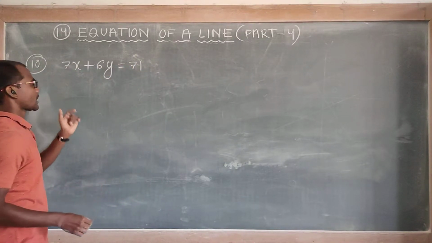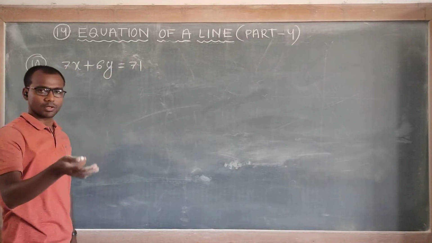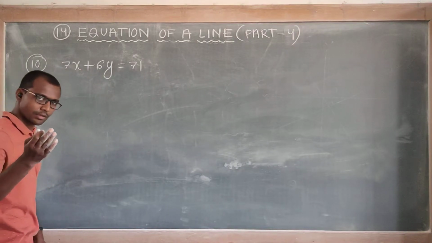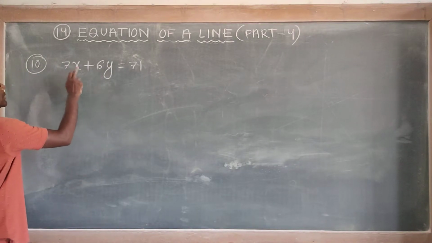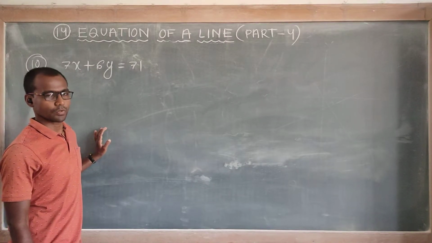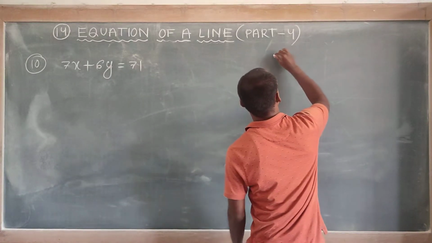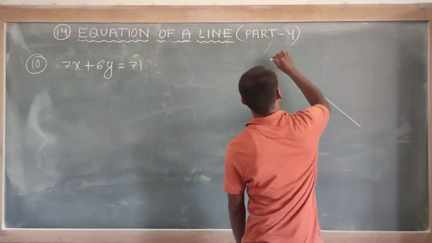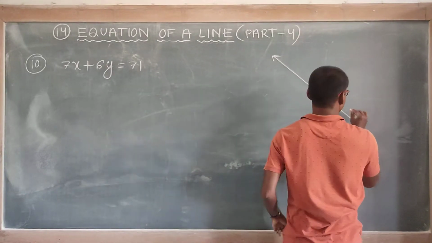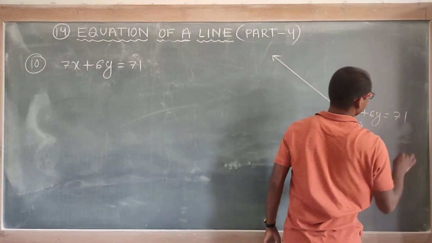Now see, it is in the standard form ax plus by plus c equals 0. If I bring 71 to the left, it will come to that form. x and y are together on the same side, and the coefficients are both positive, so definitely the slope will be negative. So randomly I am drawing the line. Suppose this is the line whose equation has been given, 7x plus 6y is equal to 71.